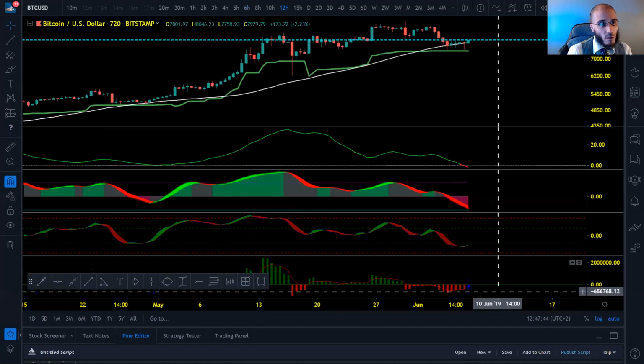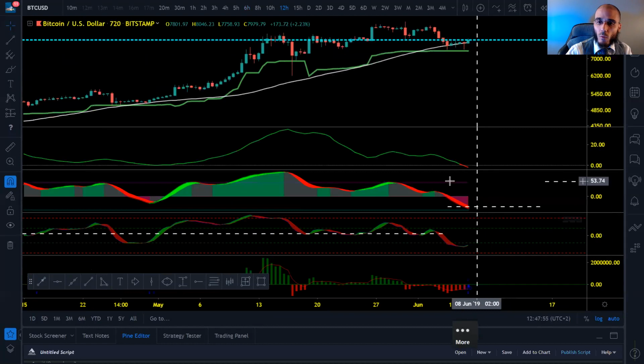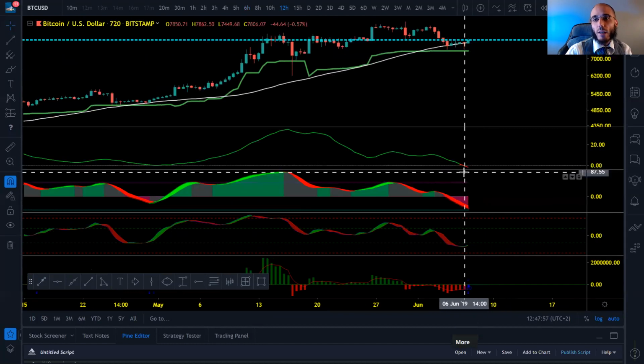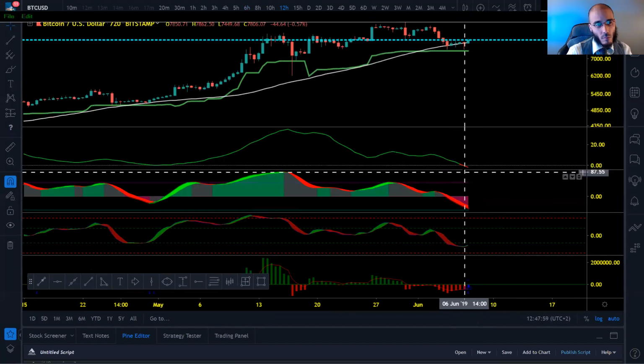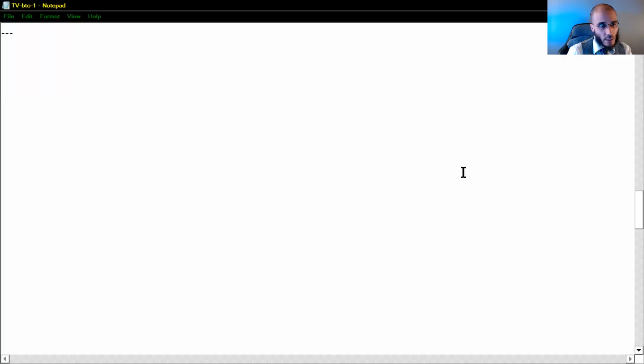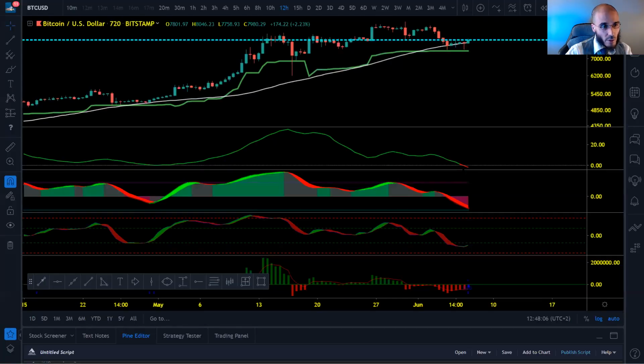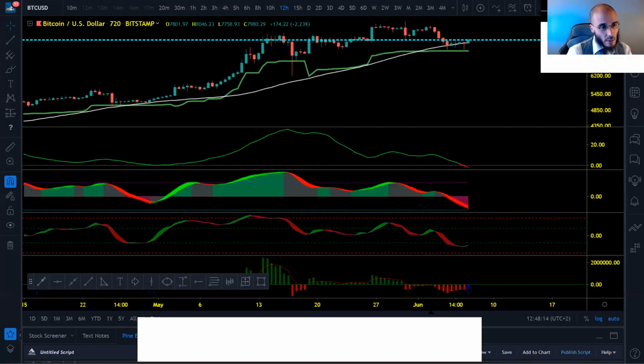12-hour chart. The first one is positive. The second one turned negative, so that's worse than yesterday. Even if the price moved up, we still went negative. Third is negative. Fourth indicator is positive. Okay, the fourth indicator was negative yesterday, but now it's positive. And the last one is negative.